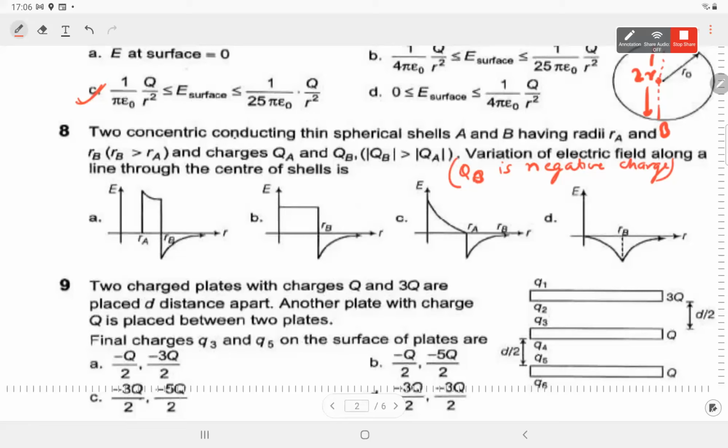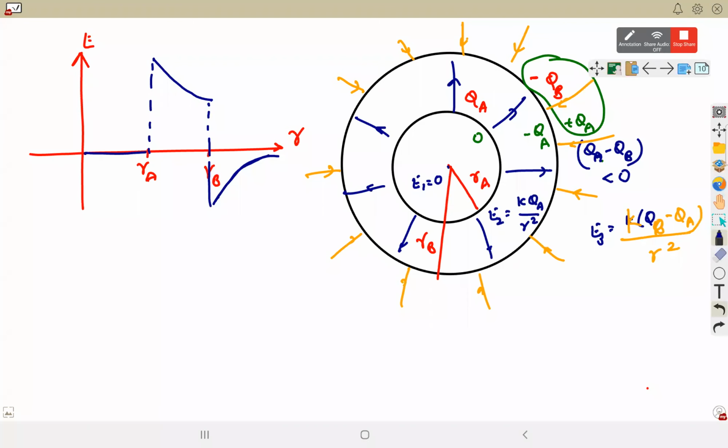These type of questions have been asked in exams. We have covered these type of questions in the class examples also. Right. Next question, question number 9, that is related to the parallel plate theory concept that we did.